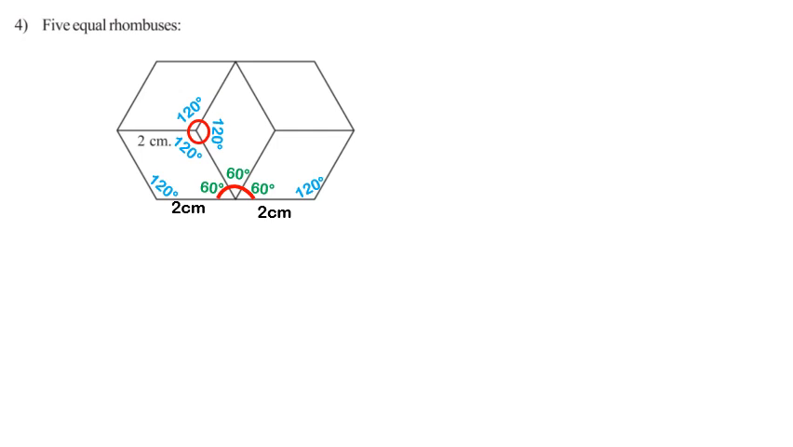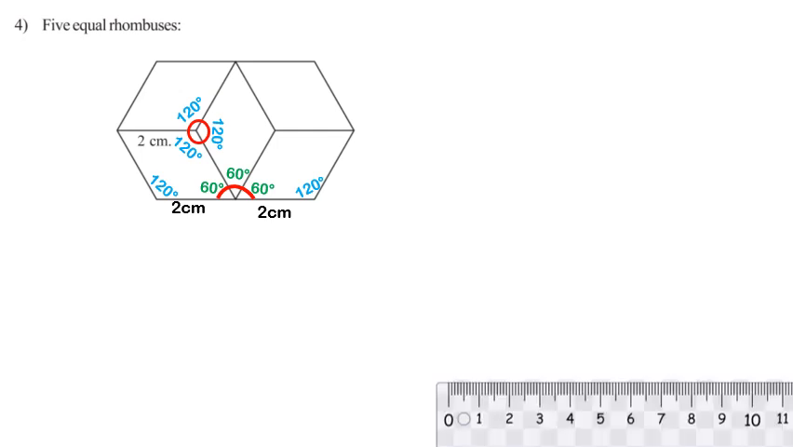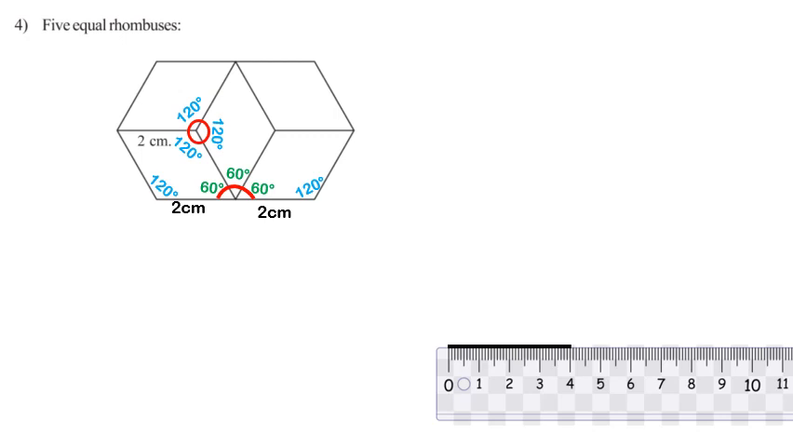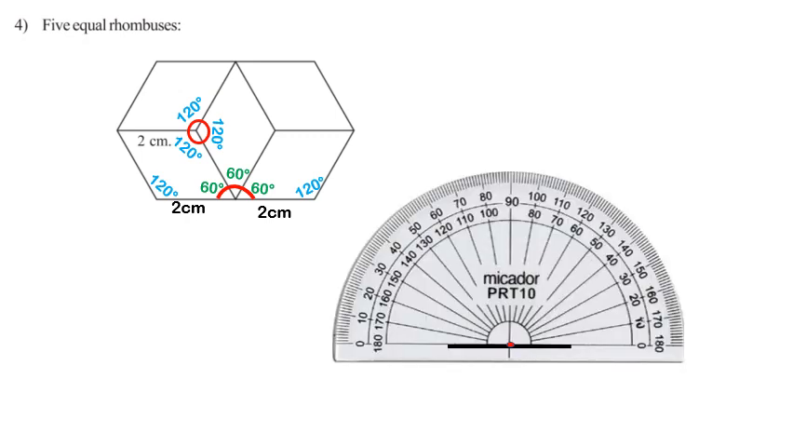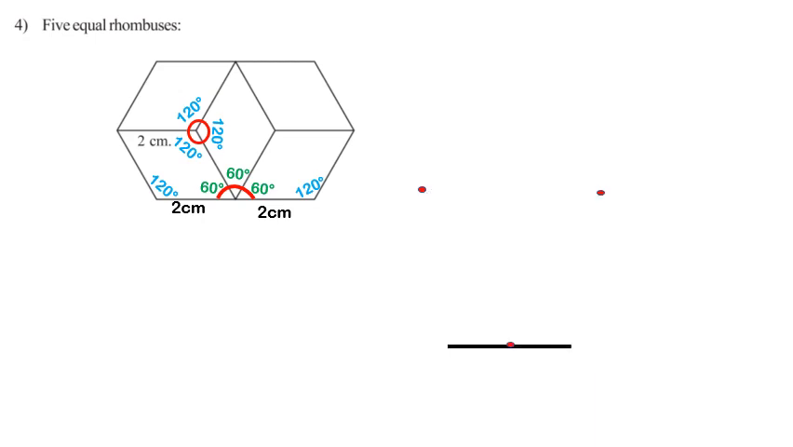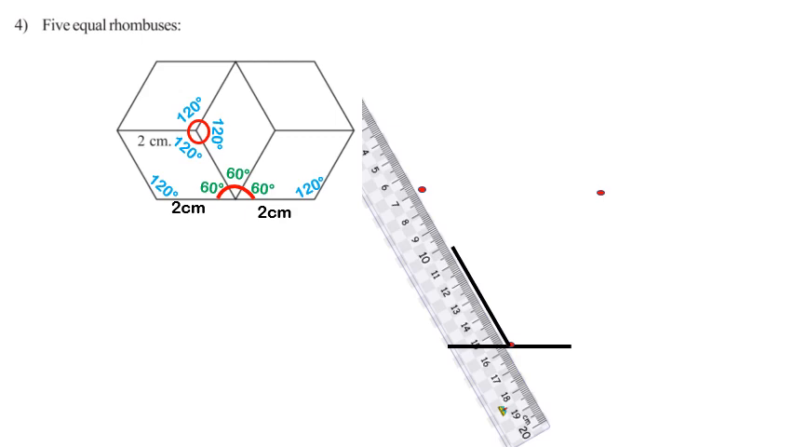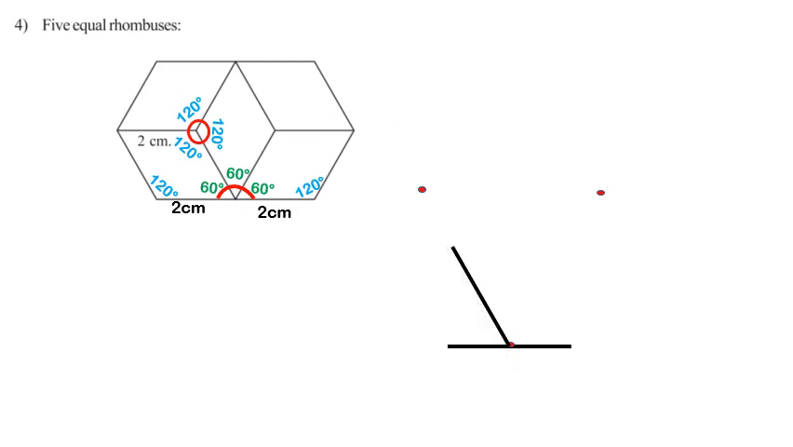Then let's start drawing. First let us draw a horizontal line of 4 cm. Then mark its center, which means 2 sides are 2 cm each. Now we get the lower side of 2 equal rhombuses. Then use our protractor to this center and mark 60 degree angle from both ends of the horizontal line. Then use our ruler and draw lines to this point like this.